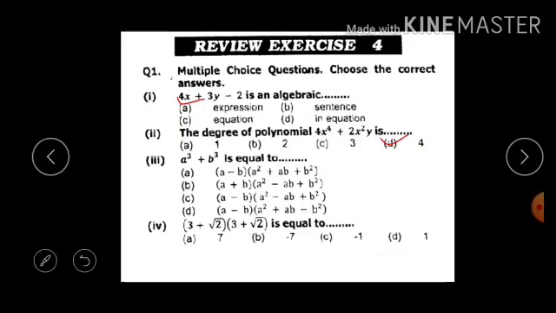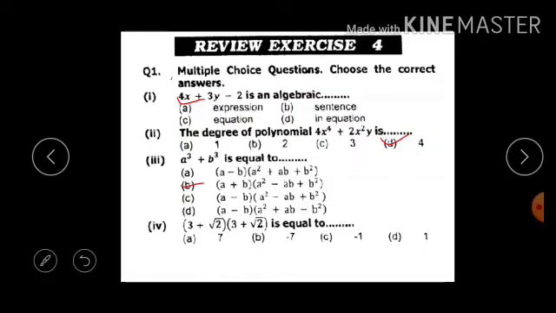4. Part 3. A cube plus B cube is equal to option A, A minus B into A square plus AB plus B square. Option B, A plus B into A square minus AB plus B square. Option C, A minus B into A square minus AB plus B square. Option D, A minus B into A square plus AB minus B square. The answer is B. A plus B into A square minus AB plus B square.